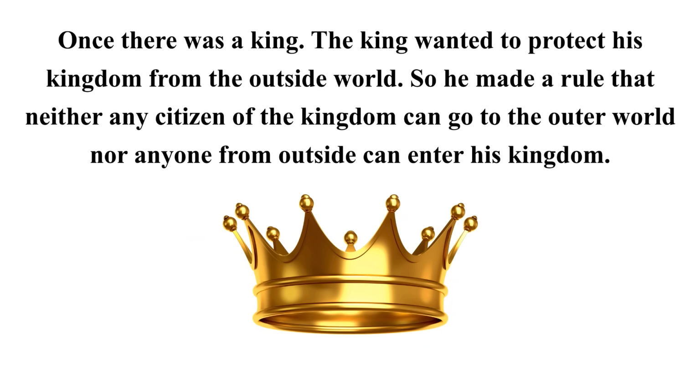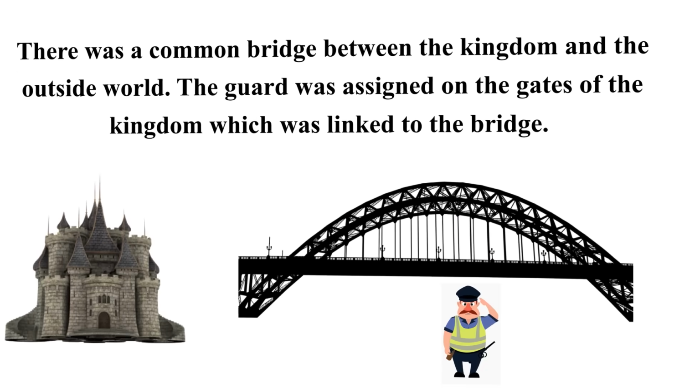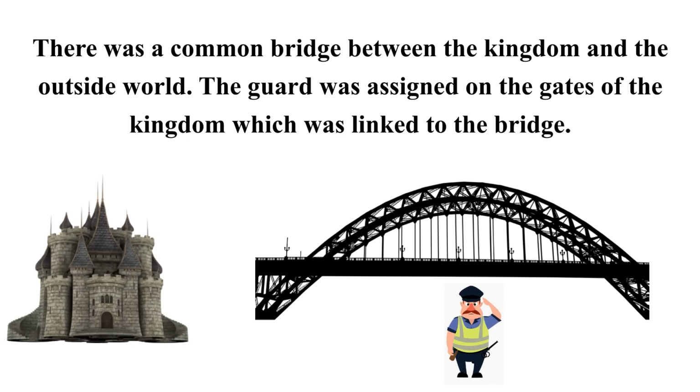Once there was a king. The king wanted to protect his kingdom from the outside world. So he made a rule that neither any citizen of the kingdom can go to the outer world nor anyone from outside can enter his kingdom. There was a common bridge between the kingdom and the outside world. The guard was assigned on the gates of the kingdom, which was linked to the bridge.